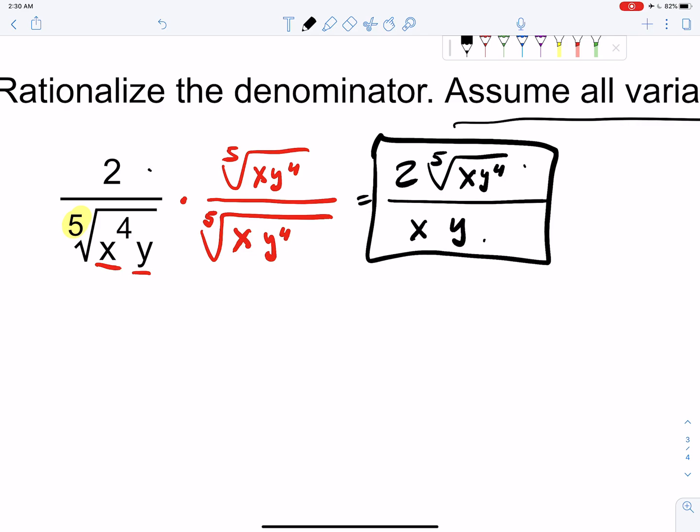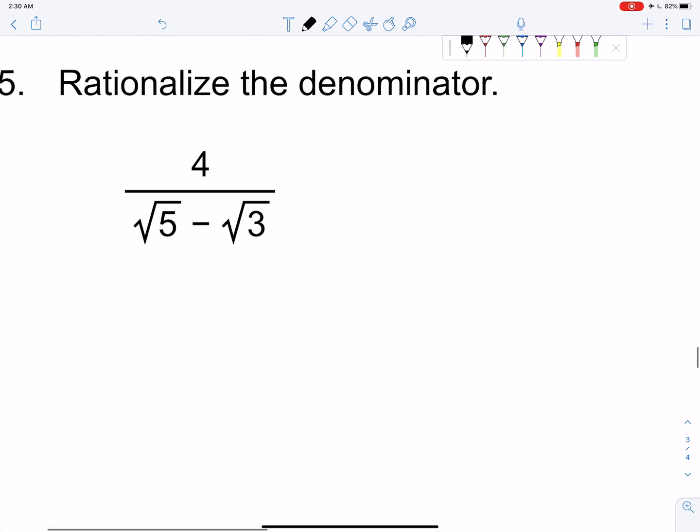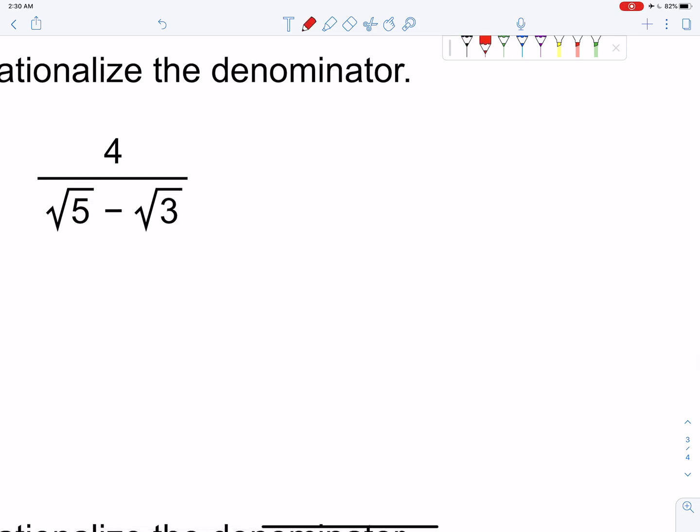2 the 5th root of x, y to the 4th, all over xy. And we're done. Number 15, rationalize the denominator. Well, we know now that we better write down its conjugate and multiply it by that. That's going to be root 5, not minus, in this case, plus root 3. Up top, better be the same, root 5 plus root 3.